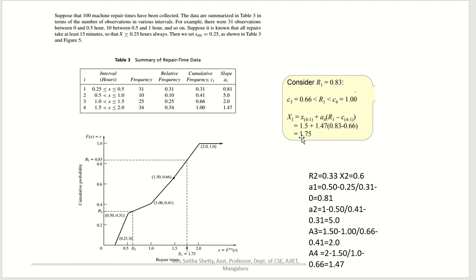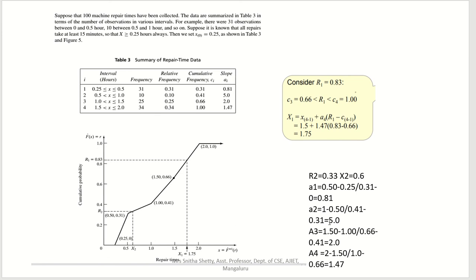Now cross-verify your answer. When you plot it on the graph from here to here, it should come to the random variate 1.75. The graphical answer and the theoretical answer should be the same. Yes, you are getting 1.75 here, and similarly here also it is 1.75. Hope it is clear.